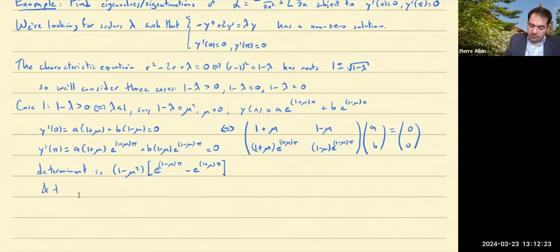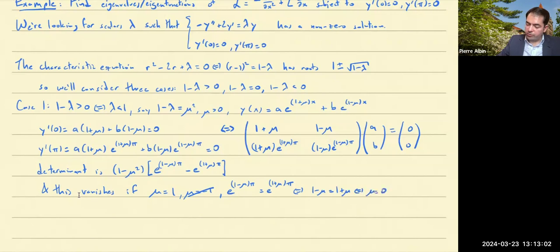And this vanishes if, well, the first factor would vanish if mu is equal to 1 or mu is equal to minus 1. But since mu is, by definition, positive, the minus 1 case we don't care about. Or if e to the (1 minus mu) pi is equal to e to the (1 plus mu) pi. Right, but this only happens if 1 minus mu was the same as 1 plus mu, right, which only happens if mu is 0, but in this case mu is positive, so that also cannot happen.